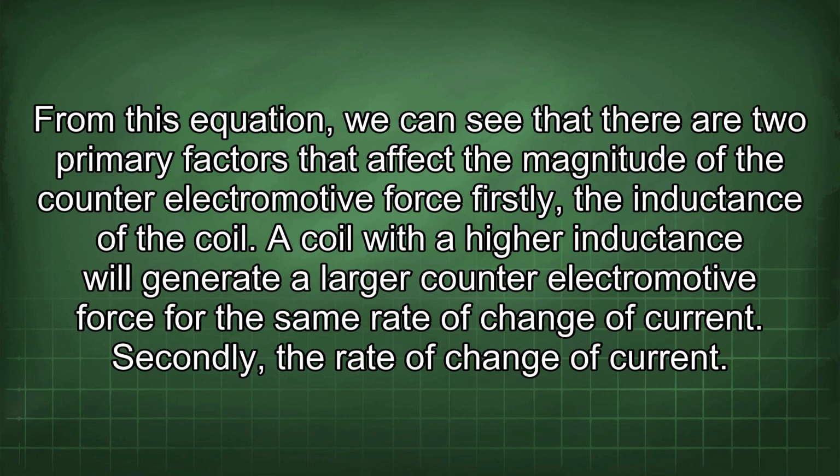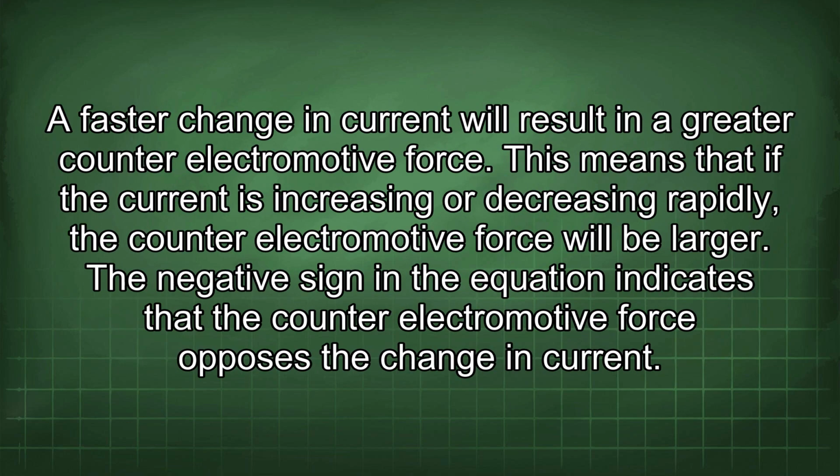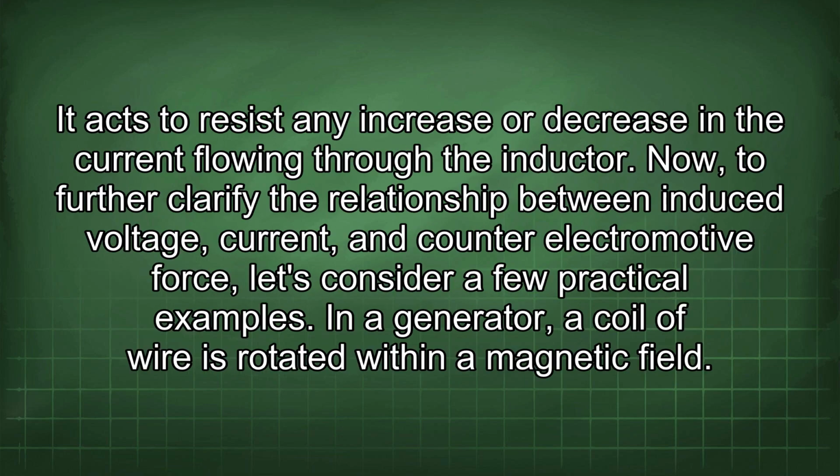A coil with a higher inductance will generate a larger counter-electromotive force for the same rate of change of current. Secondly, the rate of change of current. A faster change in current will result in a greater counter-electromotive force. This means that if the current is increasing or decreasing rapidly, the counter-electromotive force will be larger. The negative sign in the equation indicates that the counter-electromotive force opposes the change in current. It acts to resist any increase or decrease in the current flowing through the inductor.